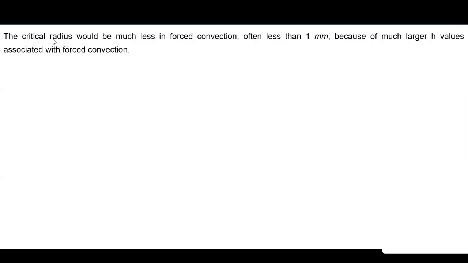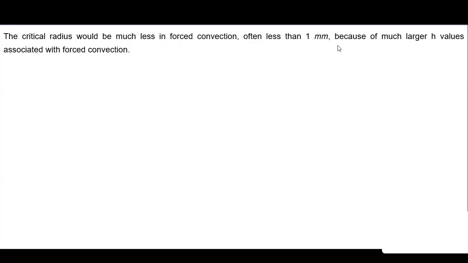So the critical radius would be much less if it is forced convection. If the high value of heat transfer coefficient is there, h is higher, then the critical radius is going to be much lesser, often less than 1 millimeter.